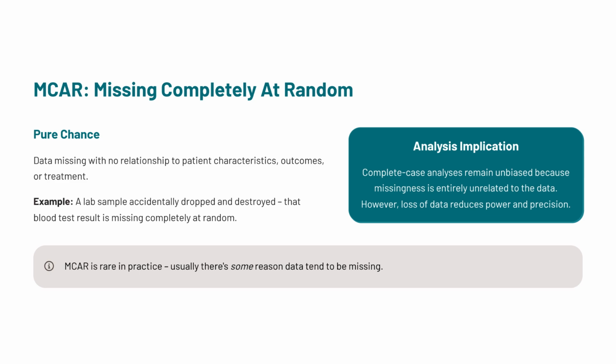From an analysis perspective, this is the best case scenario for missing data, aside from having no missing data at all. That's because the subset of patients who have complete data is essentially a random sample of all patients. That means our analysis is unbiased, even if we ignore the missing bits. That said, missing completely at random is kind of rare in practice.